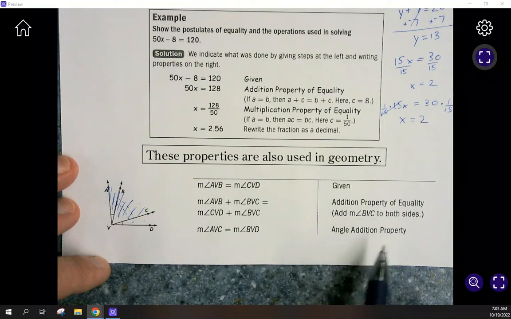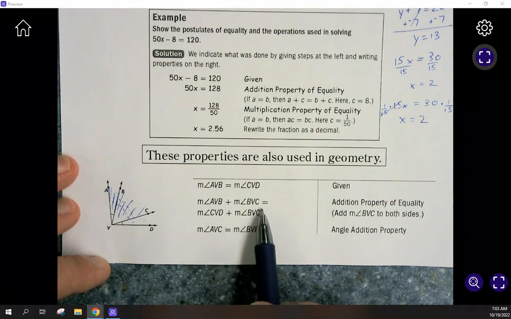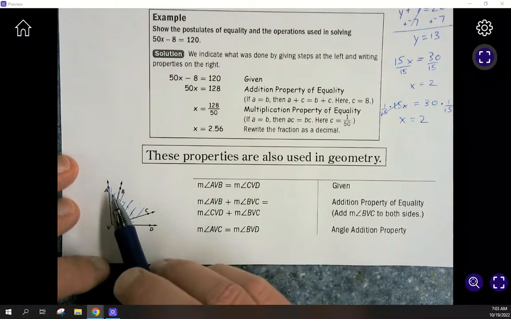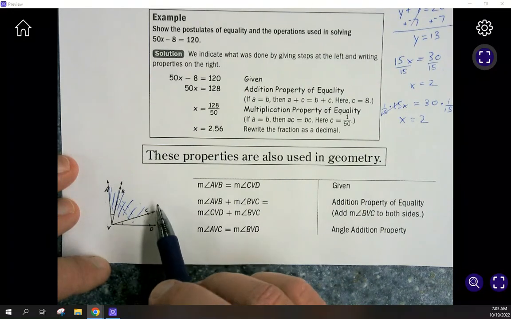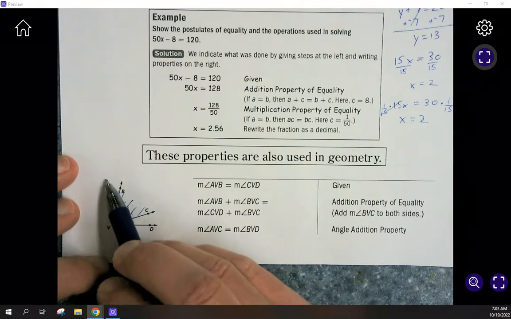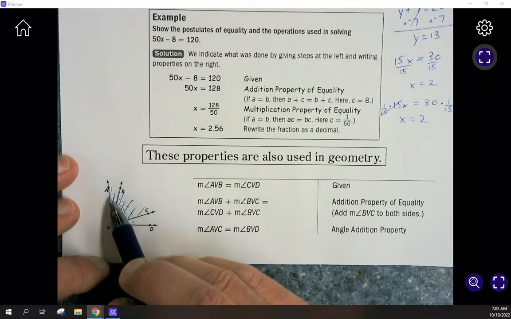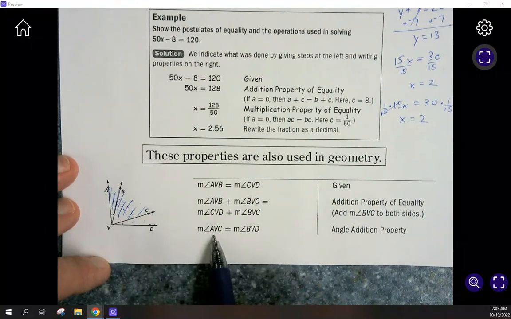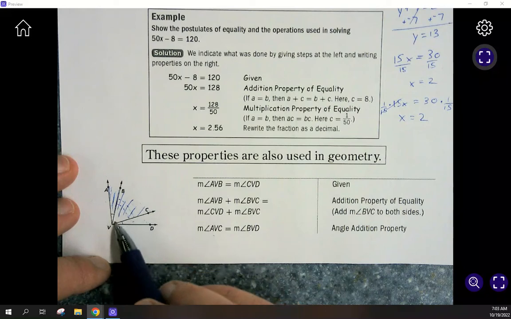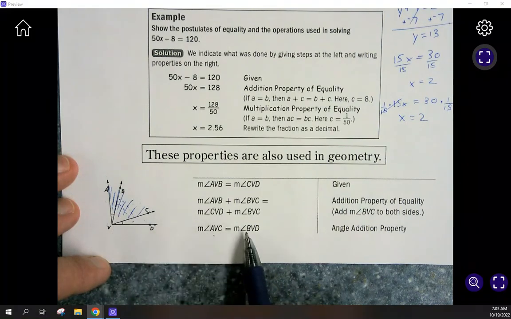I've added the measure of BVC to both sides. And then from there, I can use my angle addition postulate. This plus this equals the whole thing. So AVB plus BVC, this one plus this one, is going to equal this big angle right here, AVC. That's where this comes from. And CVD, this little one, plus BVC, if I put those together, they become this one big angle, BVD.